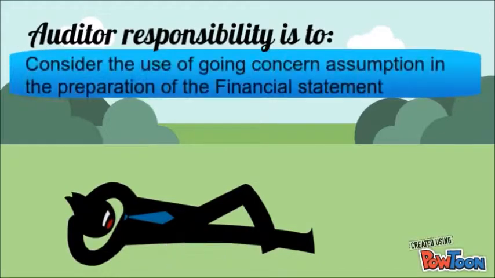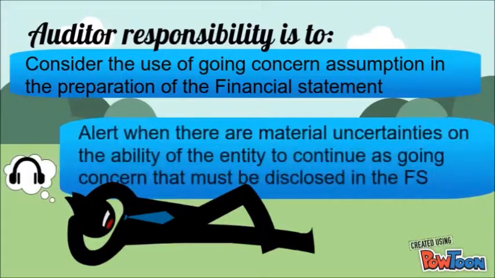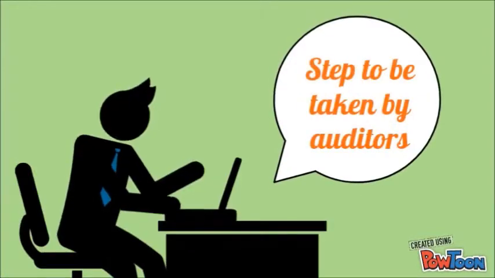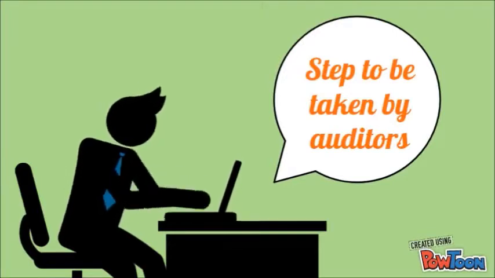Auditor responsibility is to, 1. Consider the use of the going concern assumption in the preparation of the financial statement. 2. Be alert when there are material uncertainties on the ability of the entity to continue as a going concern that must be disclosed in the FS. Steps to be taken by auditors.